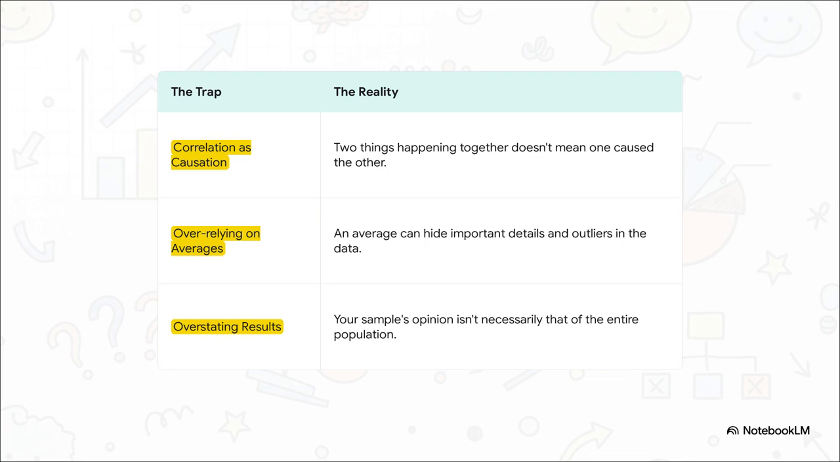Here are the 3 big ones you've got to watch out for. First is the classic, confusing correlation with causation. Remember our chart? Just because younger people were less satisfied doesn't mean their age caused it. There could be something else going on. Second, don't put too much faith in averages. They can easily hide the really interesting details in the extremes. And finally, just be humble with your results. Always remember that the data reflects your sample, not necessarily the entire world.